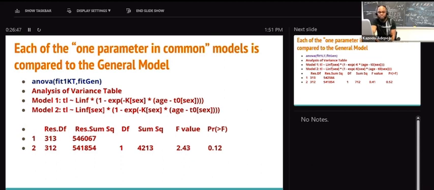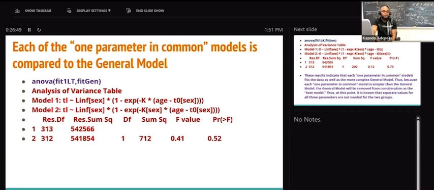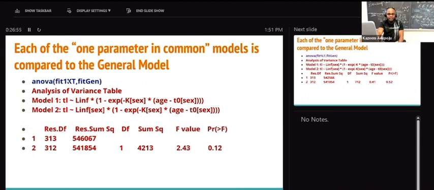Then I'm going to proceed to the next one. In the next one, I want to compare fit1KT. Fit1 means they have one parameter in common between this model and the general. The parameter they have in common is L infinity. That's what is missing here.